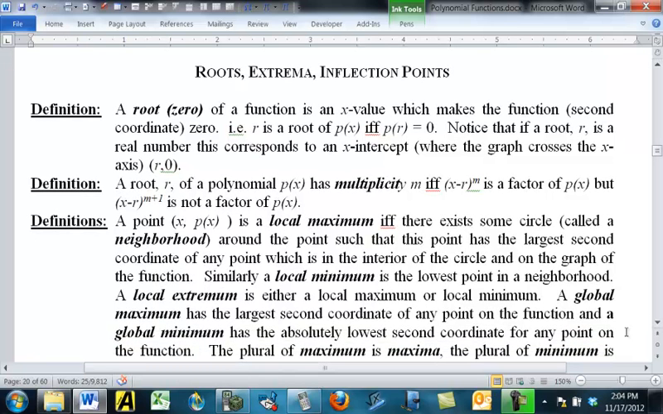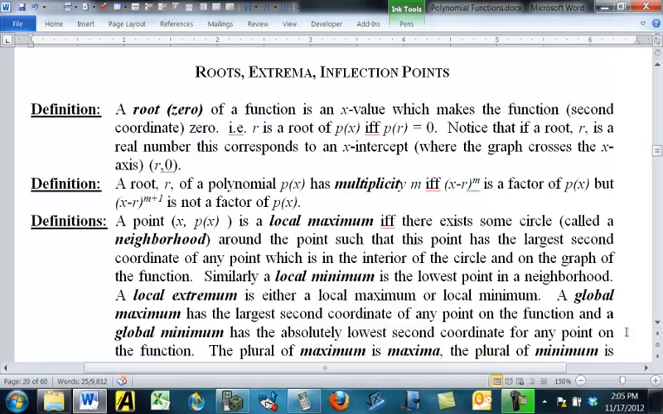All right, some terms here. Most of these we've done before, but let's go over them again. A root or zero of a function is an x value which makes the function's y value, the second coordinate, 0. So r is a root of p of x if p of r is 0, or a zero of p of x if p of r is 0. Notice that a root r is a real number. This corresponds to an x-intercept, where the graph crosses the x-axis. Usually we use the word zero when we're talking about functions in general, and we talk about roots when we're talking about things like polynomial functions.